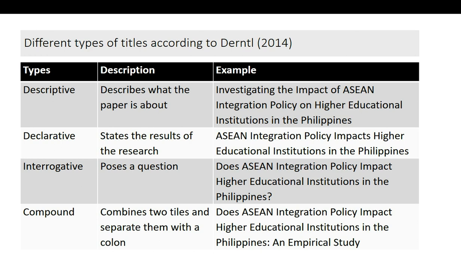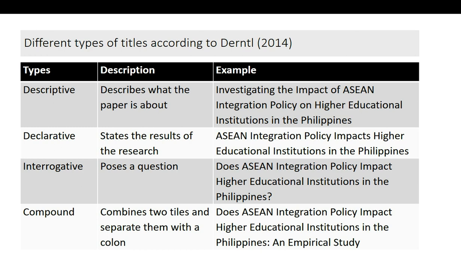The best kind of title is the descriptive one. An example of a declarative title is ASEAN Integration Policy Impacts Higher Educational Institutions in the Philippines. So it states here the result of the study. Therefore, ASEAN Integration Policy has an influence on the higher education institutions in the Philippines. So that's a declarative type of title.